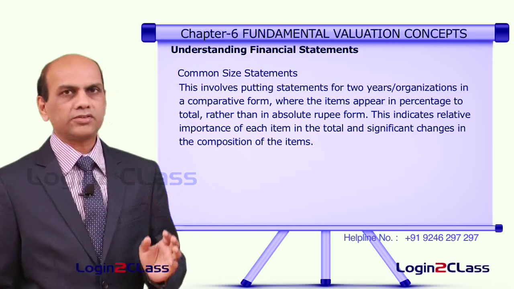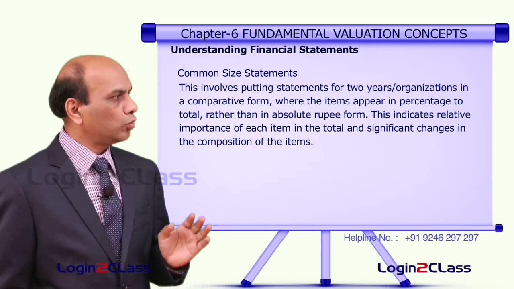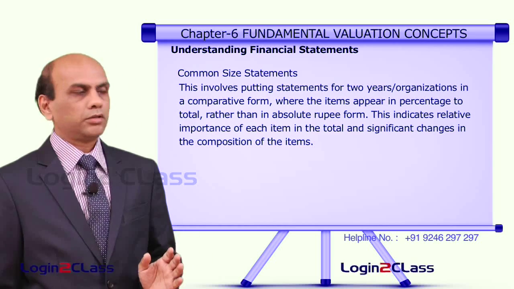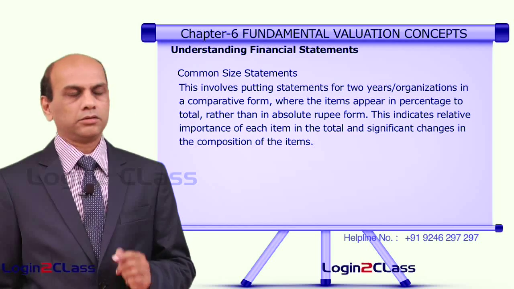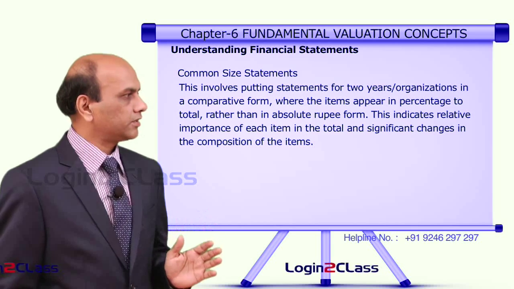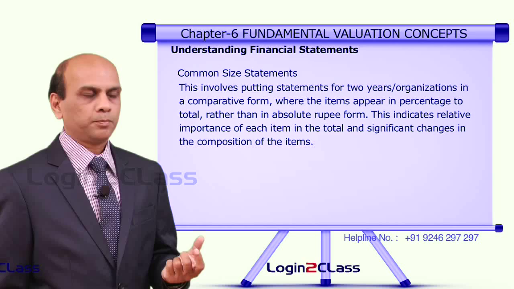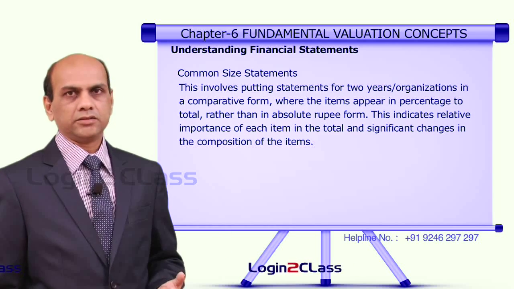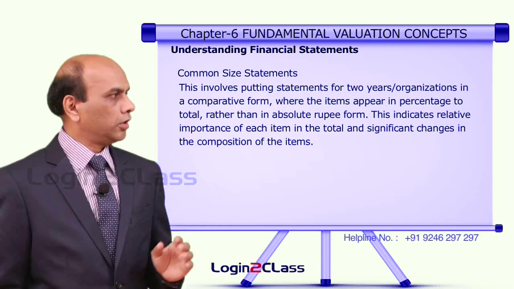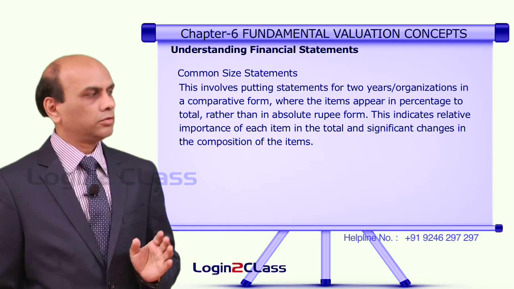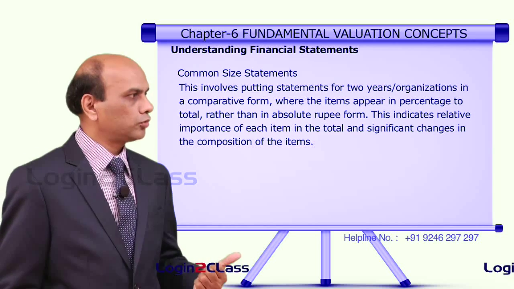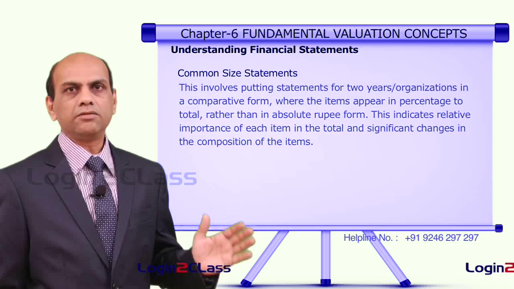This involves putting the statements once again for two periods or 2 years or two organizations in a comparative form where items appear in percentage to total rather than absolute rupees or absolute percentages. This indicates the relative importance of each item in the total category and significant changes in the composition of these items. Let us take the example 8. Common size statement of ABC Limited Company for the years 2000 and 2001 is given below.